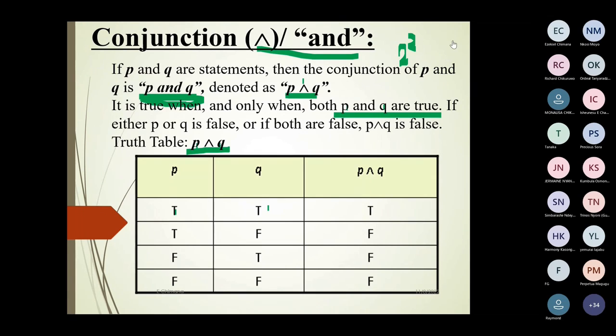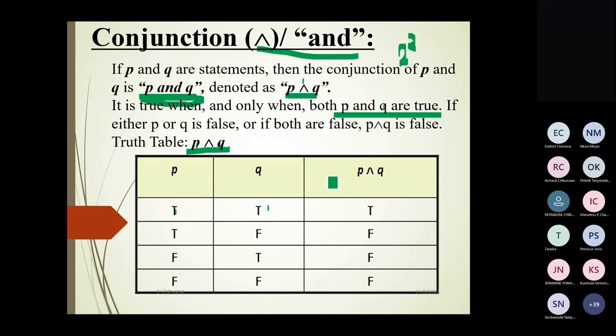Yes, if it is an AND, it is only true whenever all your inputs are true. If P is true and Q is true, then it will be true. But otherwise, it is false. Whenever one input is false, then the output is false. Okay, thank you, sir.